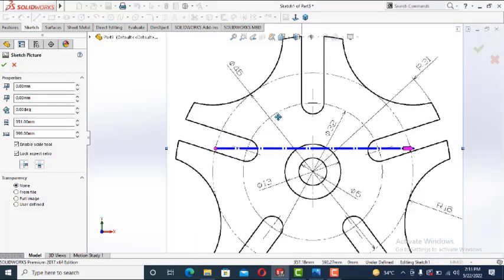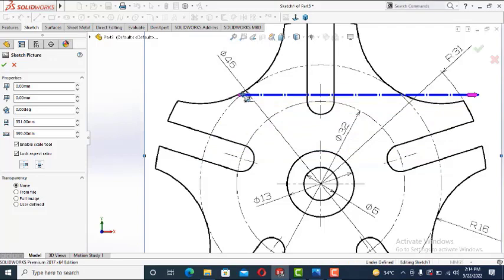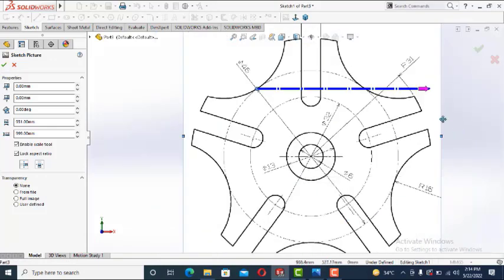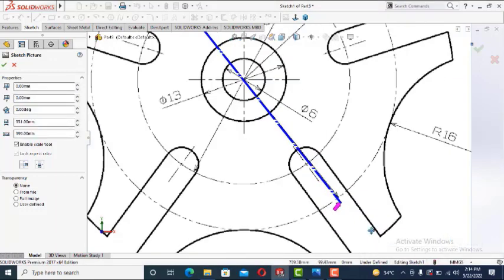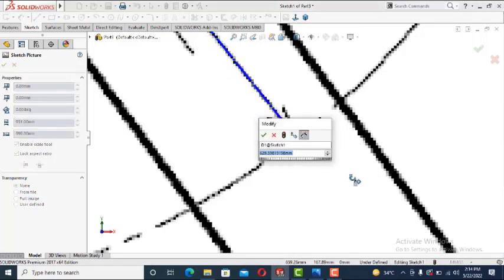Now let's match the scale. For matching the scale, I am going to select this dimension, this diameter 46. So I place one end here and second here. Zoom in for accuracy. Here, this is 46.